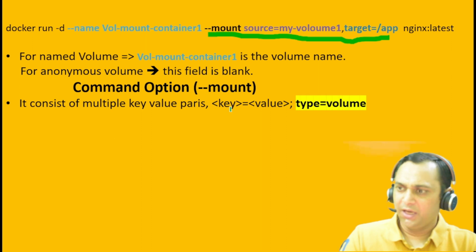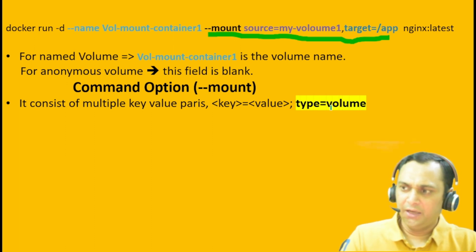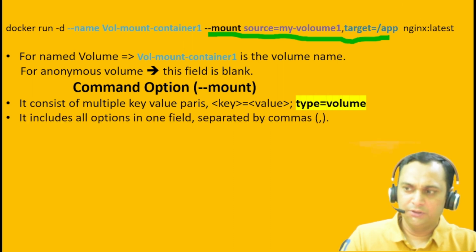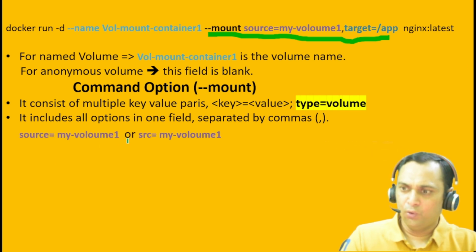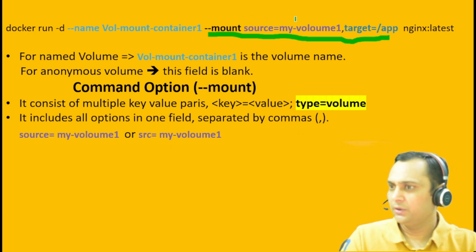The first one is key, the second is value, and type=volume. If we do not mention anything in our command, by default Docker understands that this is type=volume. If you want to create a bind mount, then you have to specify type=bind. It includes all options in one field separated by commas. So here source=my-vol1, or we can use the short form src=my-volume1. This is the source, the first part.